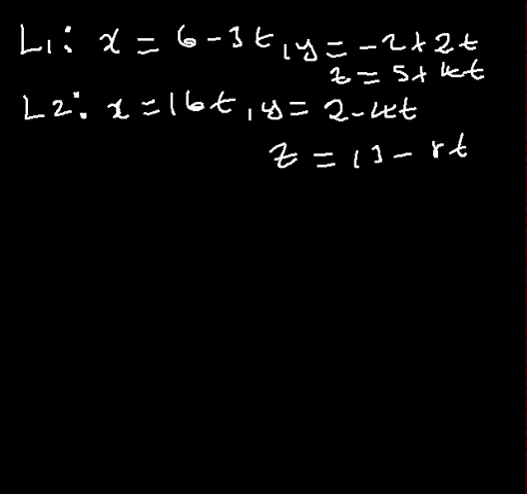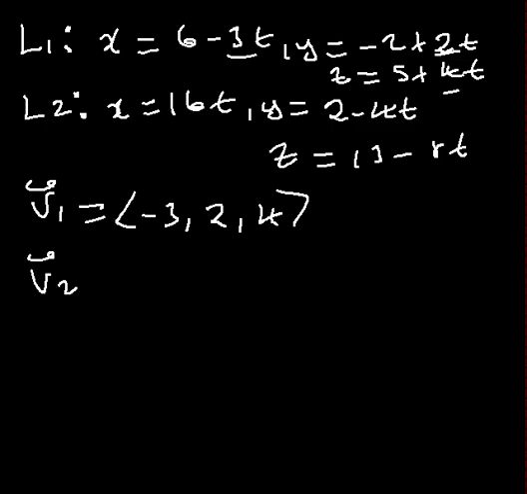And now from this point, we have to determine the direction vector for line 1. We take the components of t, and thus we have negative 3, 2, and positive 4. And the direction vector for line 2 is 16, negative 4, and negative 8. Those are the direction vectors.